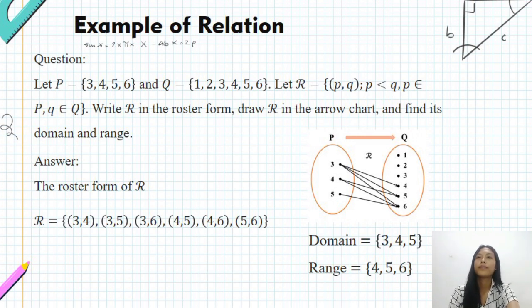The answer: the roster form of R. R is equal to the set {(3, 4), (3, 5), (3, 6), (4, 5), (4, 6), and (5, 6)}. You can see the arrow chart on the screen, and the domain is equal to the set {3, 4, 5}. And we have the range is equal to {4, 5, 6}.